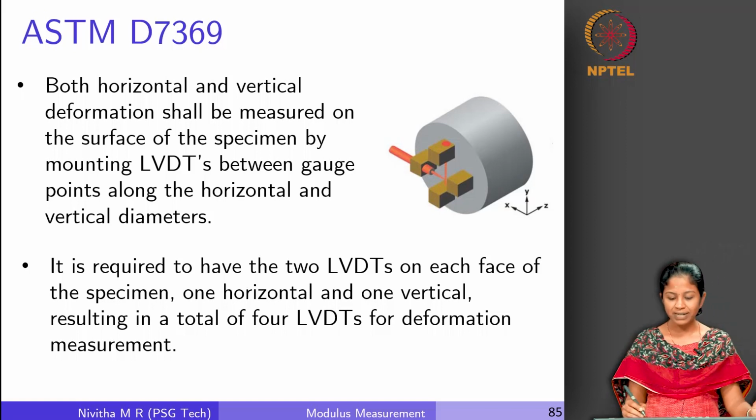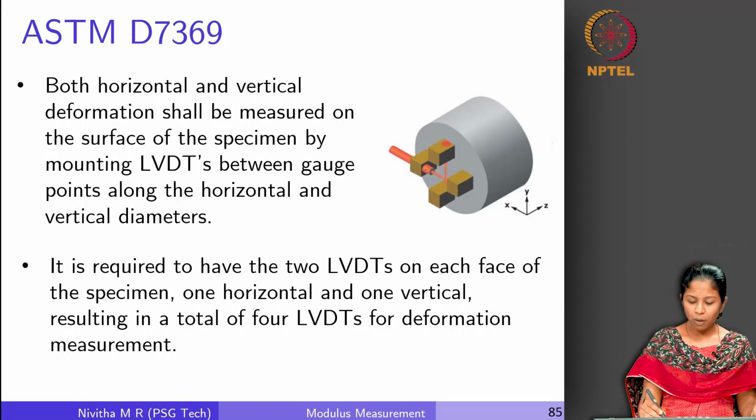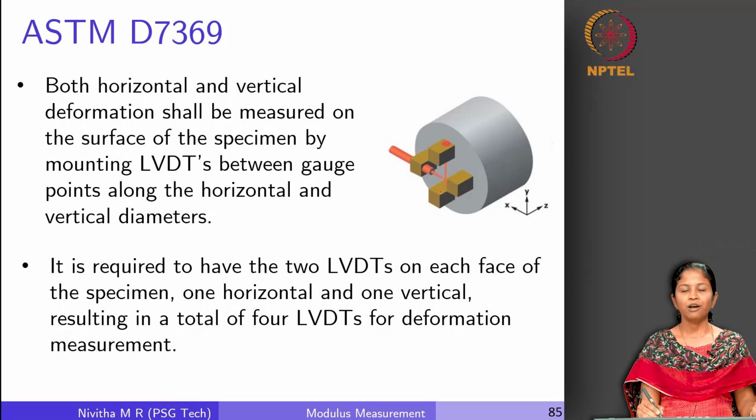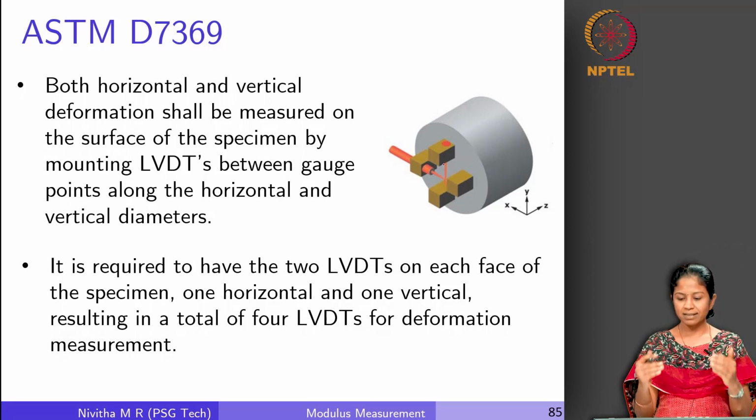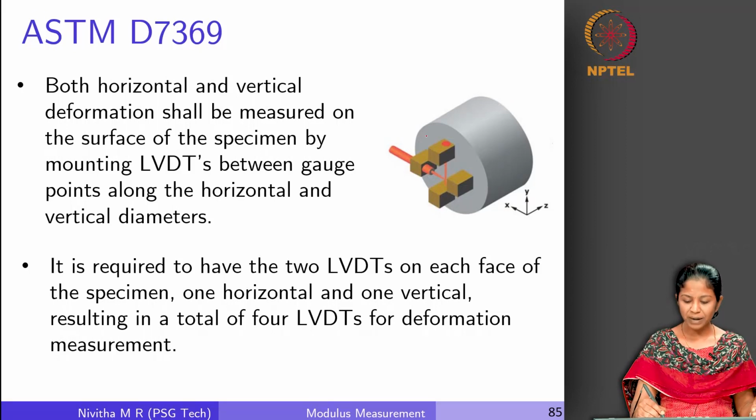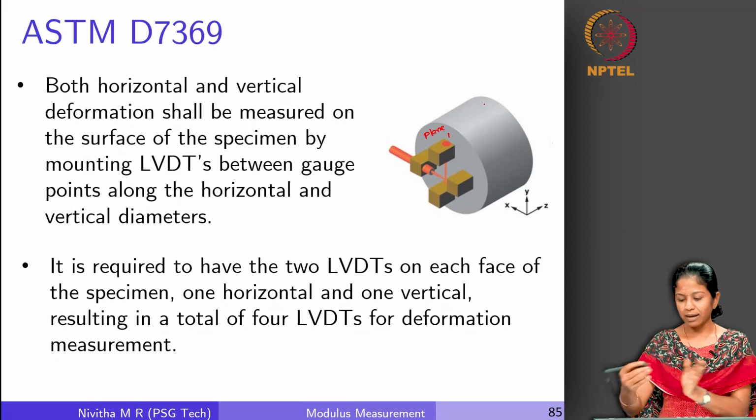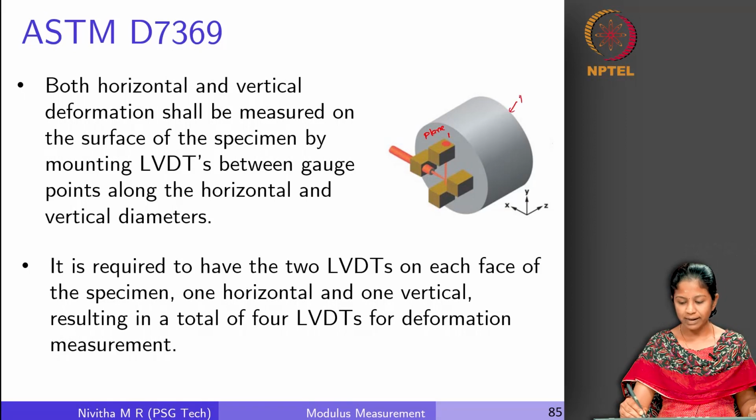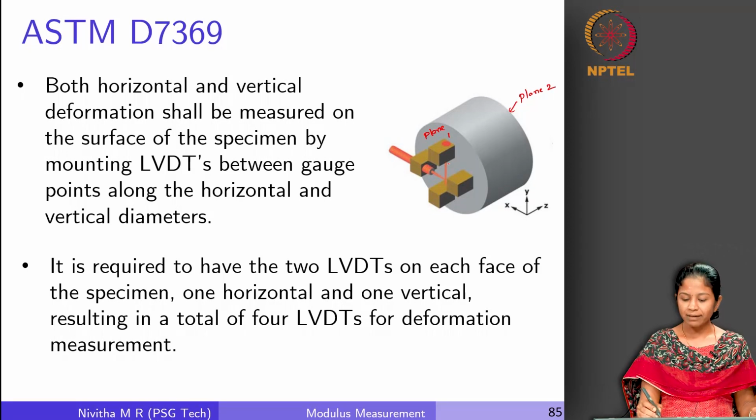We have LVDTs which are mounted in the horizontal direction and in the vertical direction for a given plane. If we take a cylindrical sample, it has two planes. So, this is plane 1 and the exact similar one on this side, right, it is plane 2, okay. And then we have these gauge points which are fixed onto this particular plane of the sample, this face of the sample.